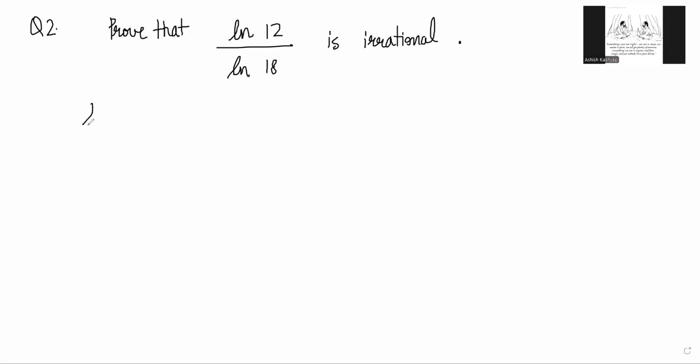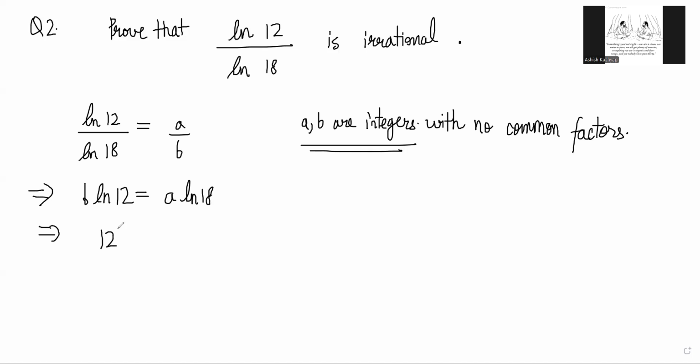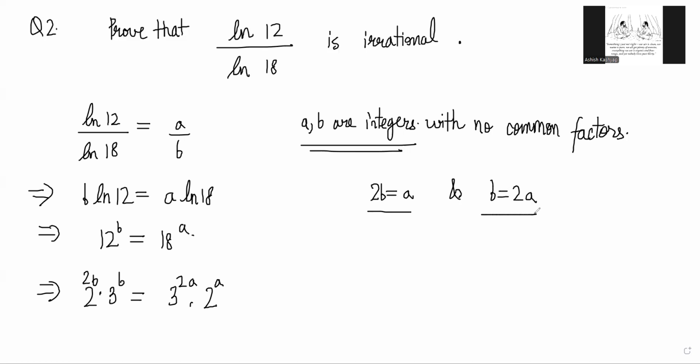The standard proof in such questions is obviously to assume this is rational. So let's call it A by B, where A and B are integers with no common factors. If this is the situation, you have B ln 12 is A ln 18, or 12 power B is 18 power A, or 2 power 2B, 3 power B is equal to 3 power 2A, 2 power A, which obviously means 2B is equal to A and B is equal to 2A. Right. These two things together cannot be true unless A is equal to B is equal to 0.